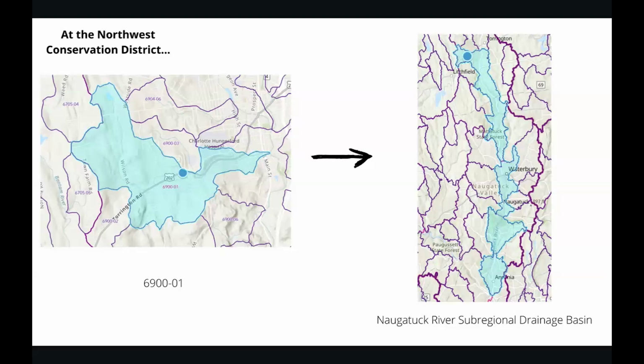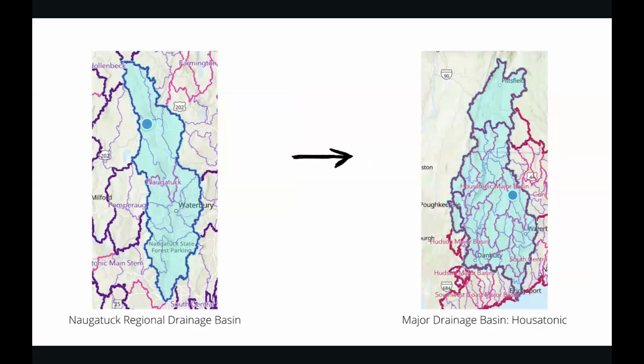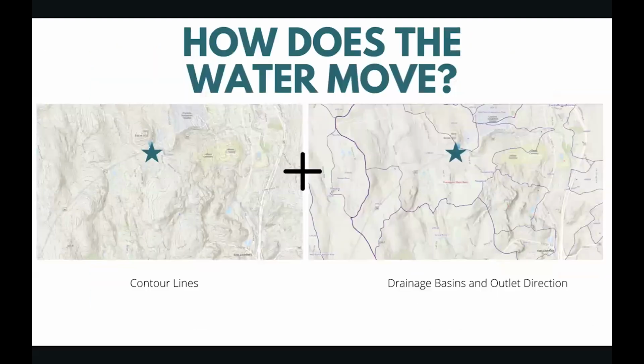So the smallest basin we sit in is the local basin, which is labeled with the code 6900-01, and our local basin sits in the Naugatuck River Subregional Drainage Basin. The subregional drainage basin sits in the Naugatuck Regional Drainage Basin, which sits in the Housatonic Major Drainage Basin. But how is this water ending up in the Long Island Sound? How does the water move?